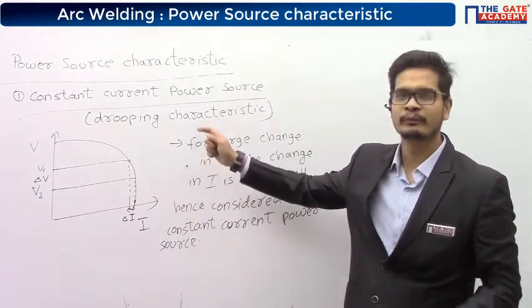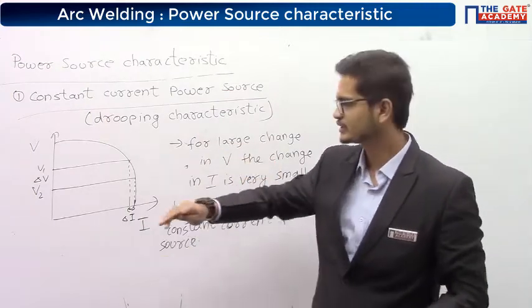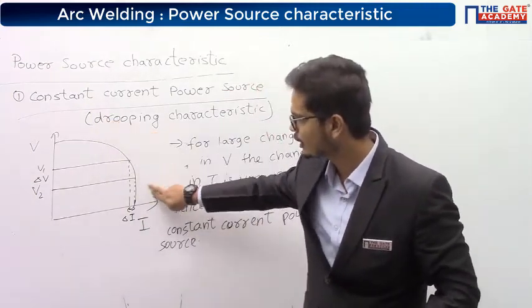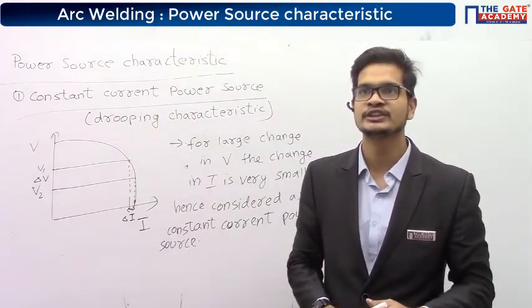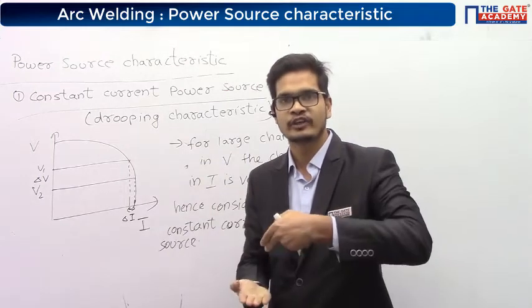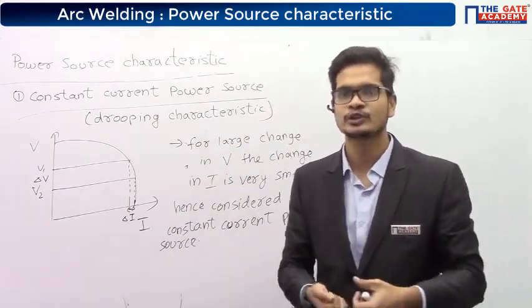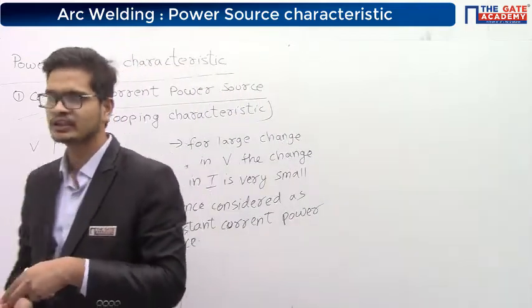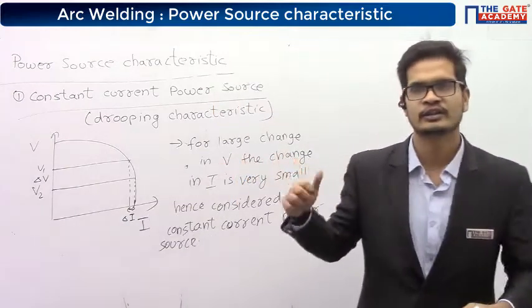Saurav is asking what drooping means. From what I remember, drooping means falling. See, this graph is falling down, so that is drooping. Danish is asking who will change? V, Danish. V is changing because of your hand movement. Continuously V is changing, right? Because you are not able to maintain a constant arc length, V is changing. Because V is changing, I should not change.